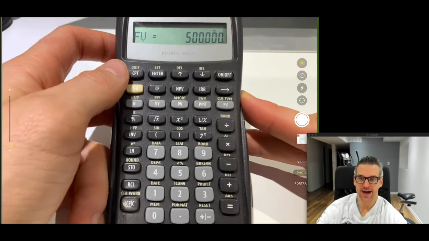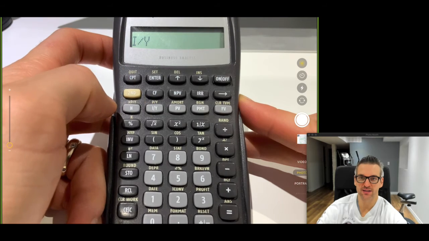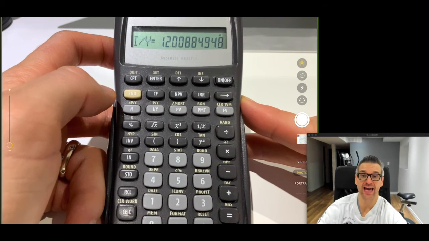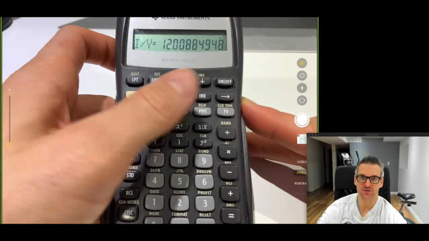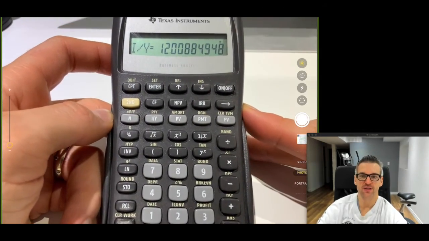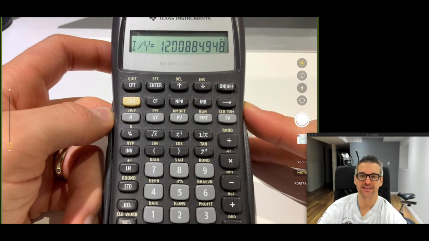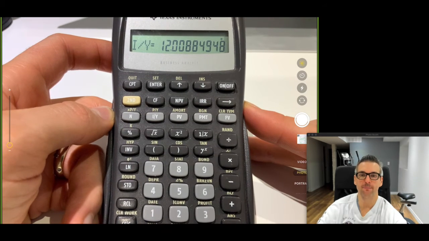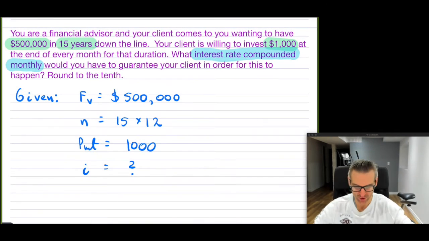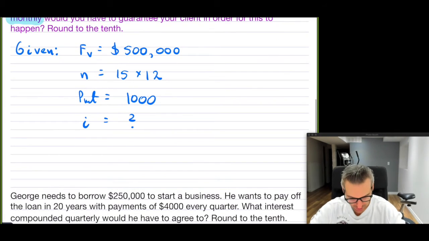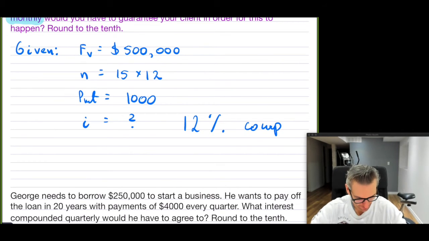And now, by magic, we hit compute and notice, bam, did you notice the lag? Okay, so there was a lag because it's not a simple formula. It has to work it out a little bit. Okay, so notice it says it's about 12%. So 12% compounded monthly, right? That's what you would need. So if I go back here into our notes, we would need 12% compounded monthly, right? That's what we would need.